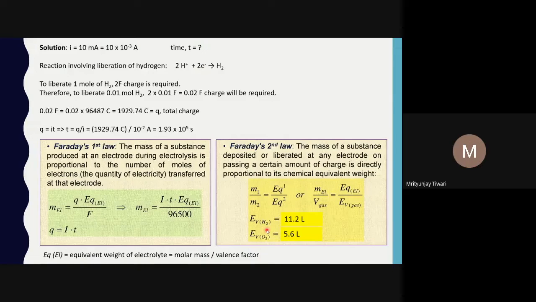Similar to the equivalent weight, we have also defined equivalent volume, and the equivalent volume is what? The molar volume for a gas divided by the valency factor. And molar volume, we know for gases at STP, is usually 22.4 liters. Divided by 2, if you consider hydrogen, where the valency factor is 2, the equivalent volume of hydrogen is 11.2.